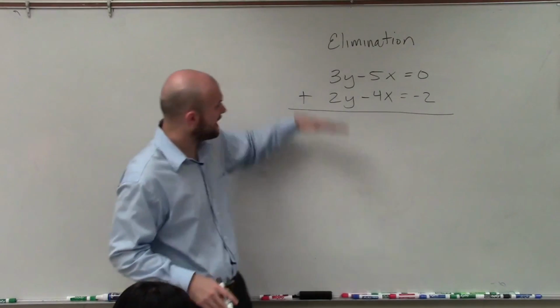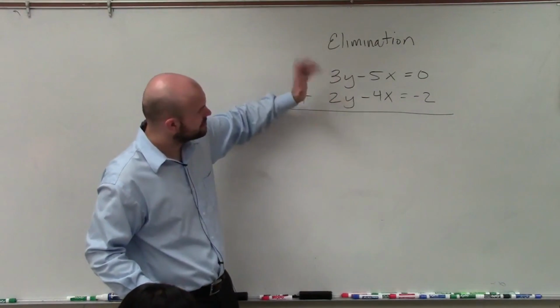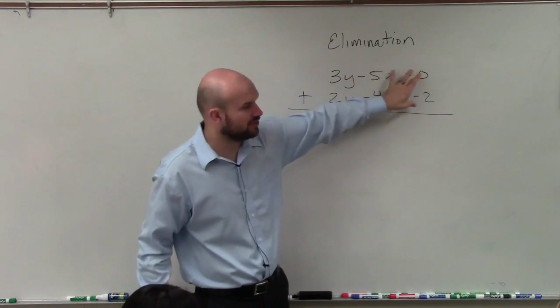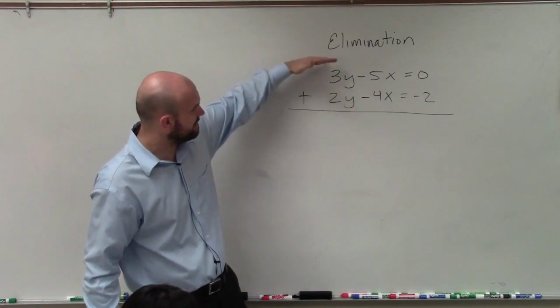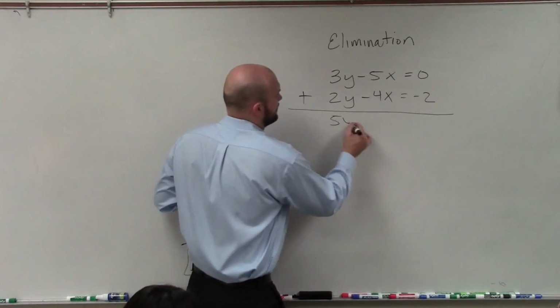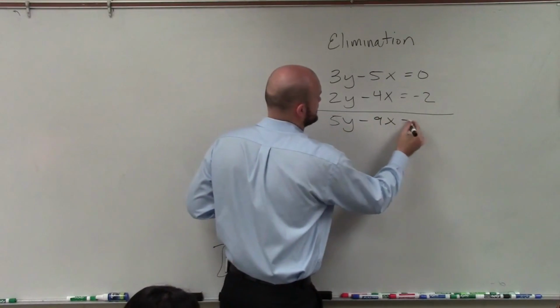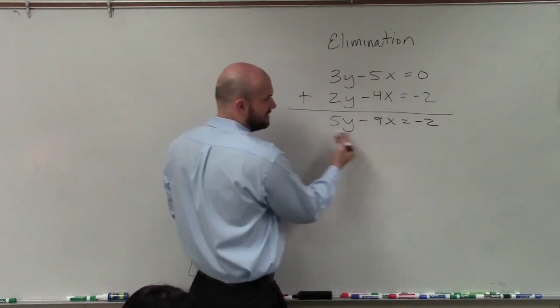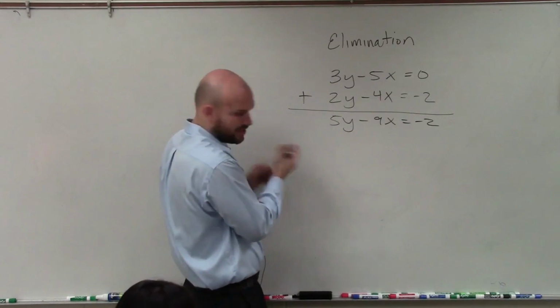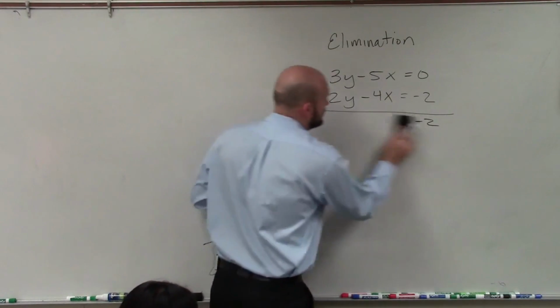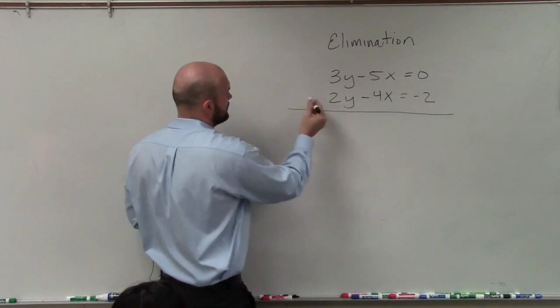Now let's look at this. If I add these equations vertically, so the first thing you always want to do is make sure your variables and everything are aligned vertically. If I add these equations, I get 5y minus 9x equals negative 2. Did I get a 0 for a coefficient here? No, so I didn't eliminate a variable. So then we look at subtracting the 2.